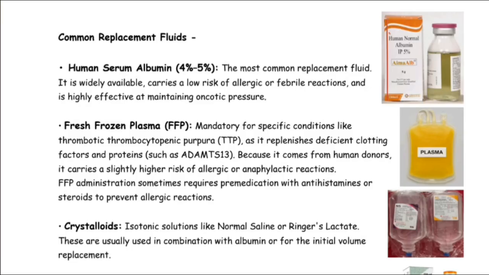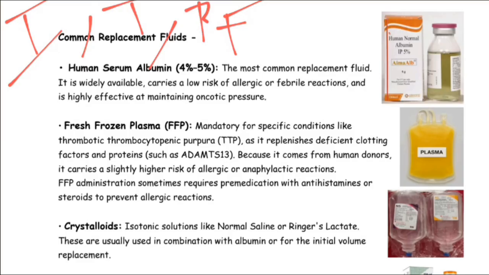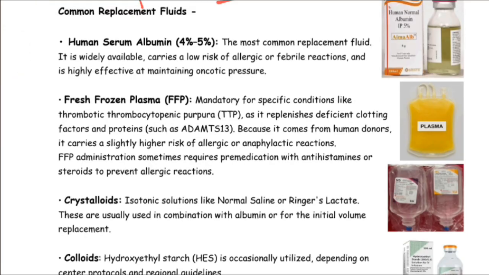So till now we know the indications of plasmapheresis, the technical aspects of plasmapheresis, and the plasma filter. Now we are going to learn about some replacement fluids in therapeutic plasma exchange. First one is human albumin, 4 to 5%. The most common replacement fluid, it is widely available, carries a low risk of allergic reactions and is highly effective at maintaining oncotic pressure. So everywhere in the world we can use albumin.